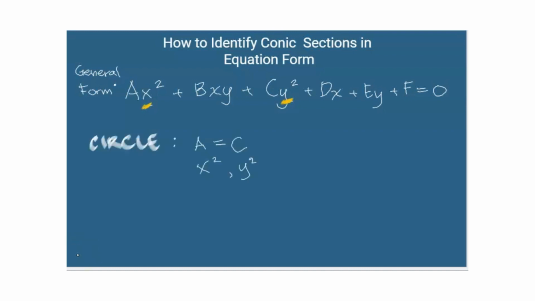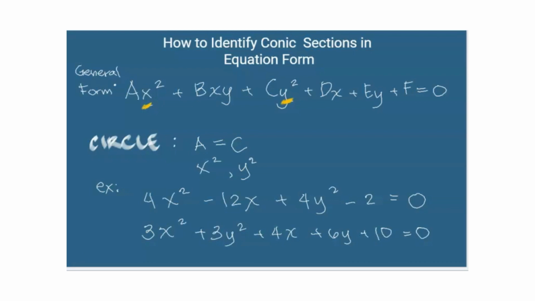Let's start with a circle. When do we know if the equation is a circle? First, the constants a and c are equal. Also, there is an x squared and y squared. So, once again, when x and y are both squared and the coefficients of x squared and y squared, which is our a and c, are equal, then it is a circle.